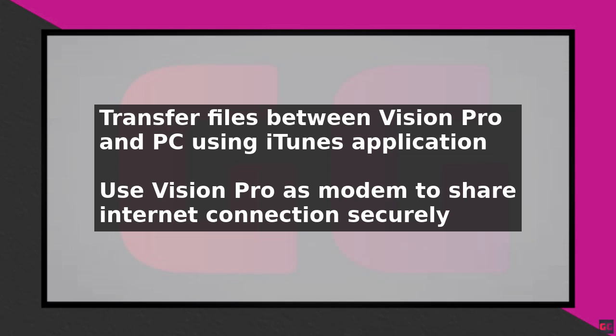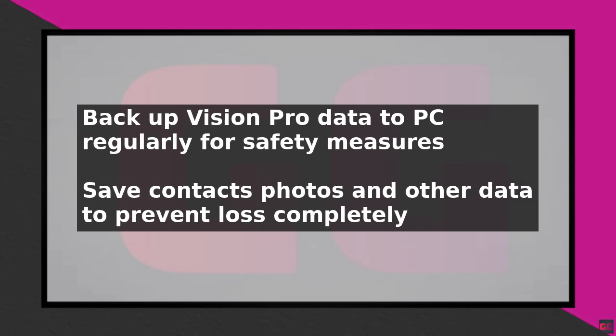It is also a good idea to regularly back up your Vision Pro to your PC to prevent data loss in case your device is lost or damaged. To do this, open the iTunes application, select your device, and then select the Summary option. Click the Backup Now button to start the backup process. This will save your Vision Pro data to your PC, including contacts, photos, and other important information.